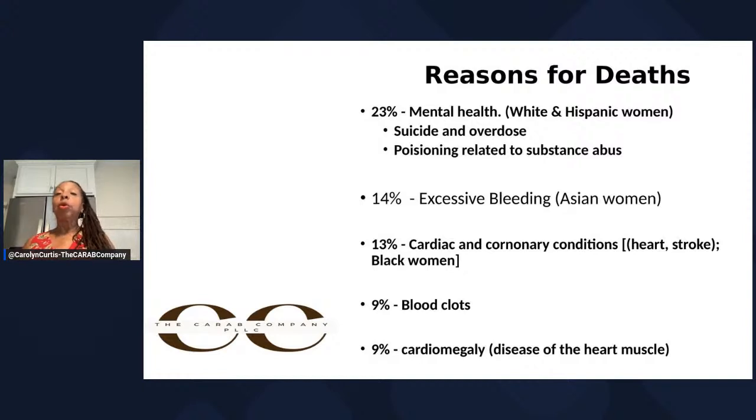Excessive bleeding, what we also call hemorrhage, at 14%, is affecting mainly Asian women. This is where you're bleeding too much after you've had the baby. The amount that's too much is half a quart. Once it goes beyond half a quart, it's considered hemorrhage. Cardiac and coronary diseases affect the Black population the most. Blood clots and cardiomegaly are the other causes of maternal death.